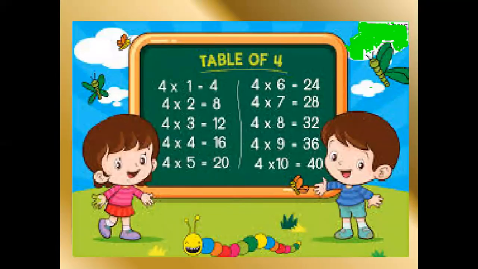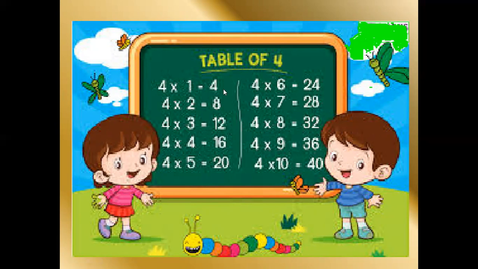The next one is the table of 4. Read with me. 4 ones are 4. 4 twos are 8. 4 threes are 12. 4 fours are 16. 4 fives are 20. 4 sixes are 24. 4 sevens are 28. 4 eights are 32. 4 nines are 36. 4 tens are 40.